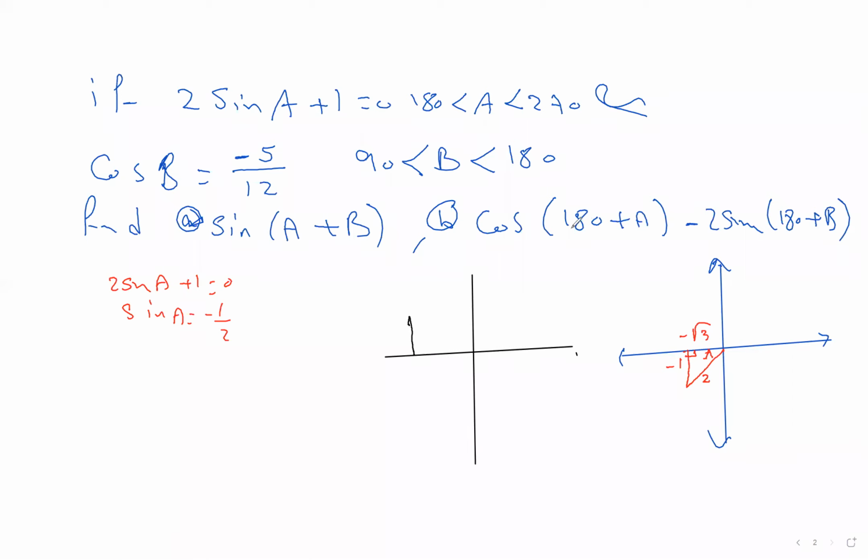In the second quadrant, because B is between 90 and 180, it is in the second quadrant. Okay? Let's take these.